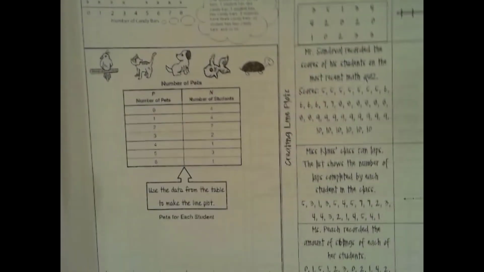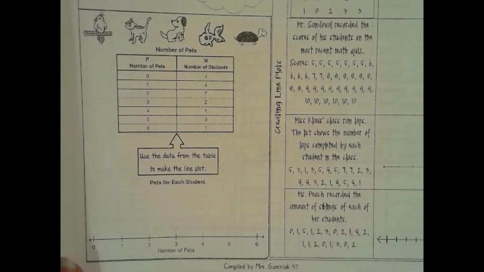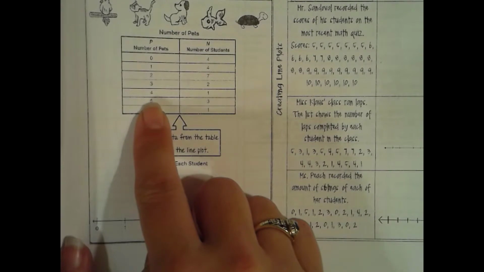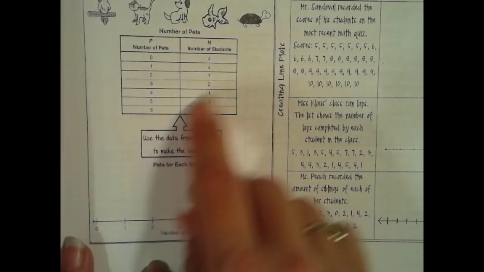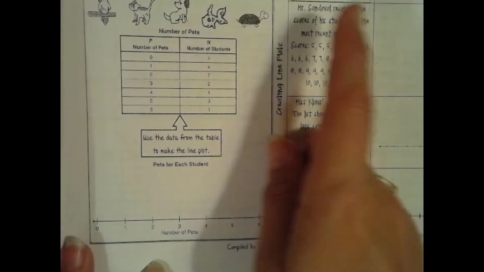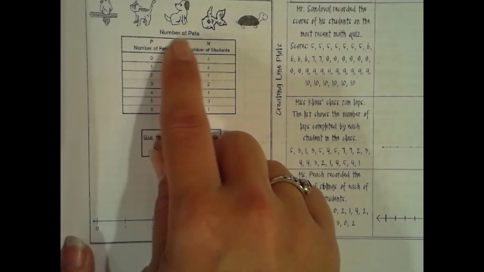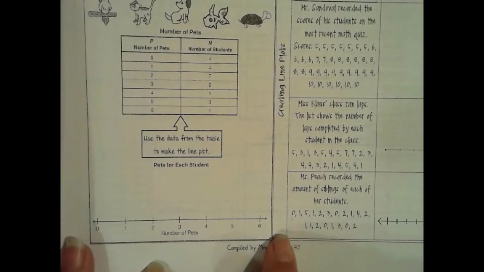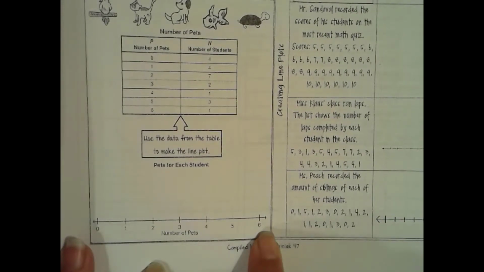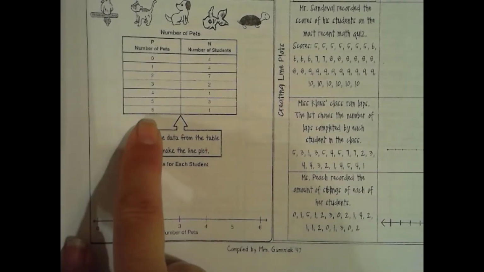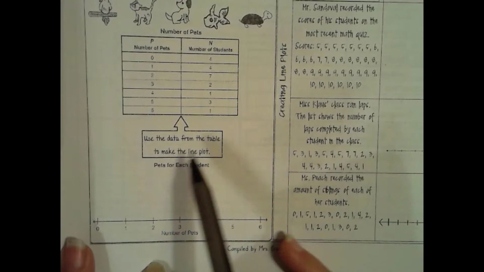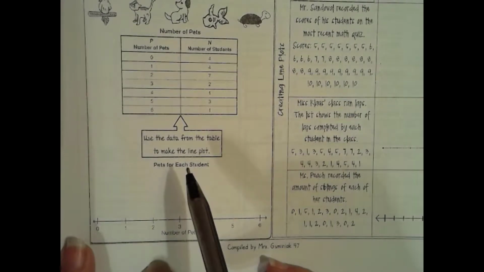All right, so here we're going to make our line plot. We have a table with data. Here's the number of pets, number of students. The title we are looking at, number of pets. So here, this is the number of pets. That's using this part. Now we have to put X's to represent each person. Pets for each student. Use the data from the table to make our line plot.